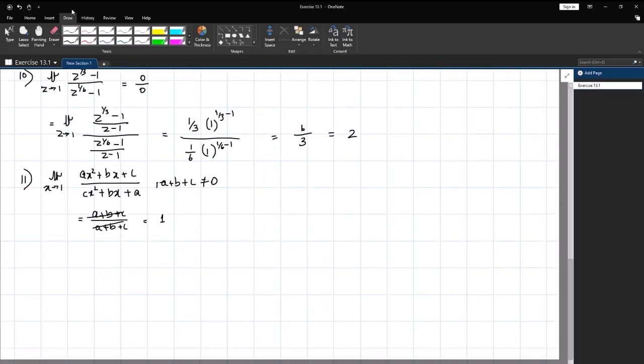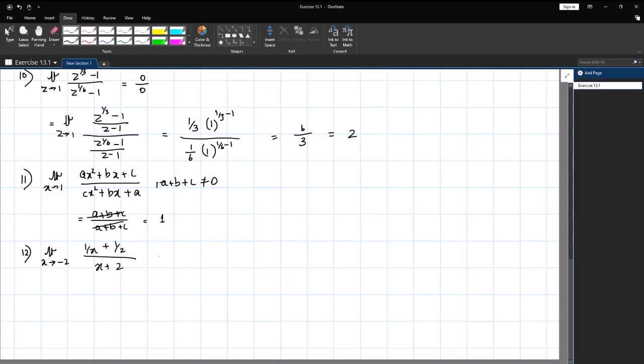So question number 12. Limit x tends to minus 2, (1 by x plus 1 by 2) whole divided by x plus 2. So now if we directly substitute the value for x, we'll have 0 by 0.